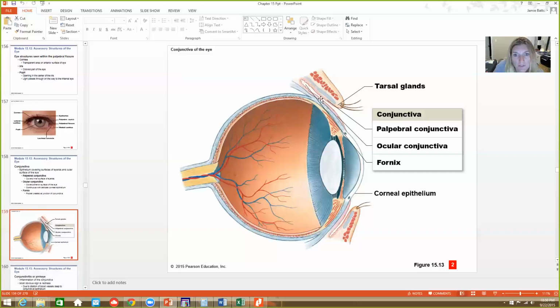And there's this little fornix going in there, and the outer projection is the ocular conjunctiva, and then the projection on the skin is the palpebral conjunctiva. And these little white things are just the connective tissue. This is probably actually a tendon from one of the eye muscles.